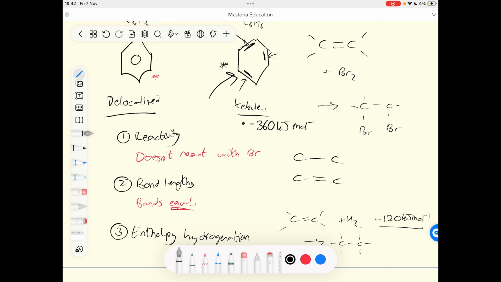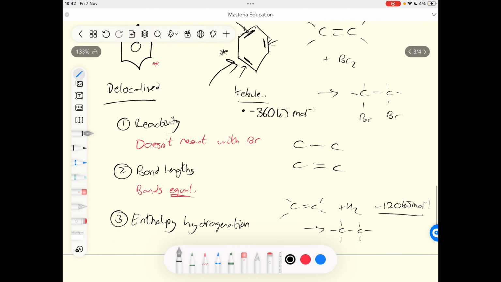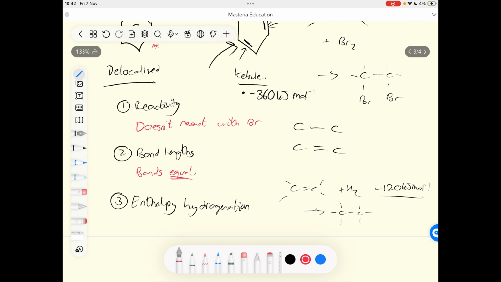What we actually find, though, is that benzene's enthalpy of hydrogenation is less exothermic than that. It's around the 250s. Again, like I said, the exact number is not too important. But essentially what we find is it's less exothermic than expected.